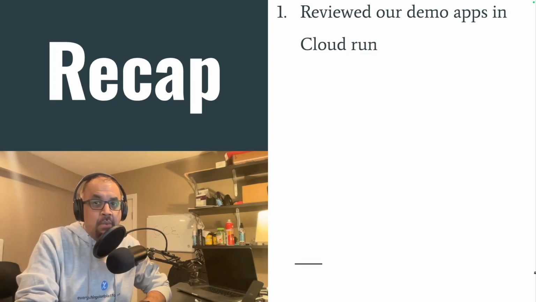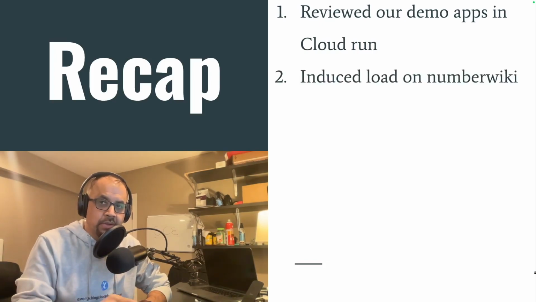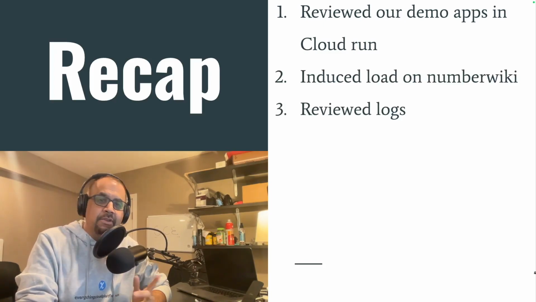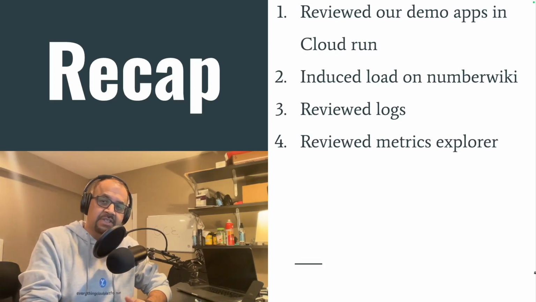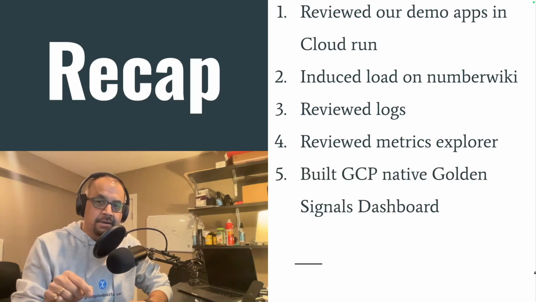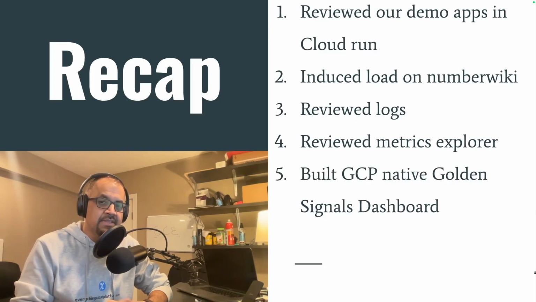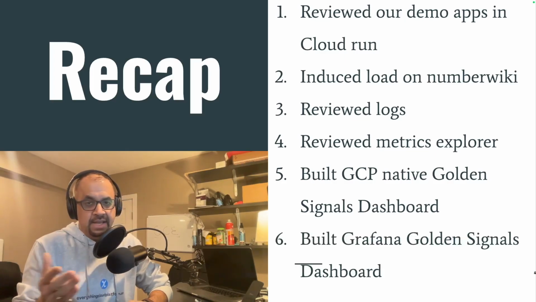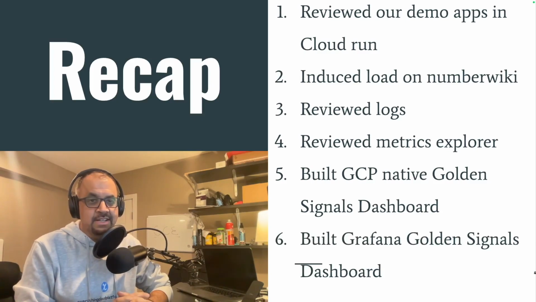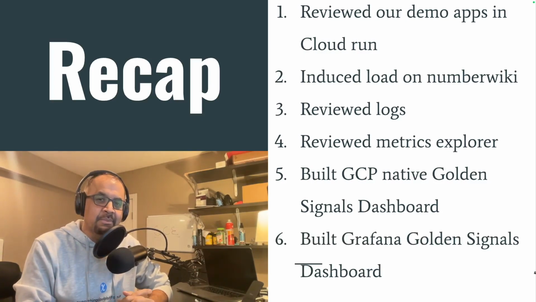Here is the recap of what we did in this session today. We reviewed our demo apps, the number wiki and math functions in Cloud Run. We induced load on the number wiki app. We reviewed what kind of information is available in the logs. We reviewed the Metrics Explorer for the metrics that are available by default. We built a GCP native Golden Signals dashboard using the information available in Metrics Explorer. And finally, we built a Grafana Golden Signals dashboard for the Cloud Run microservices.